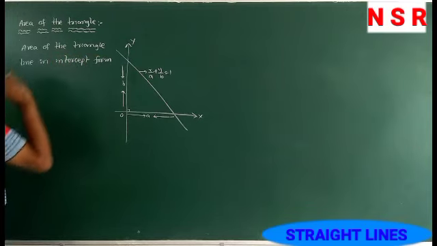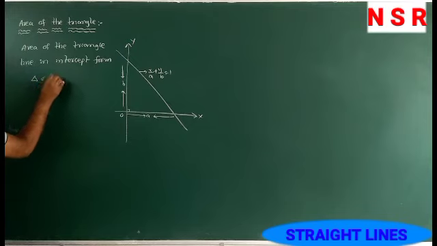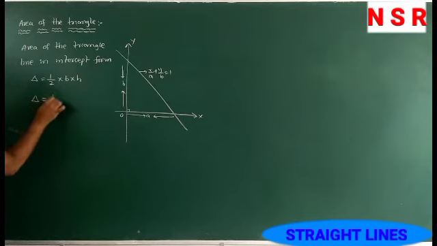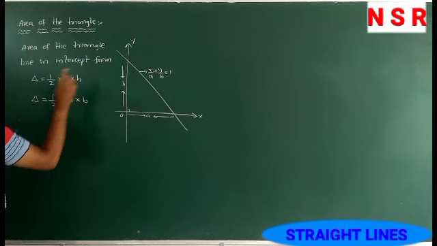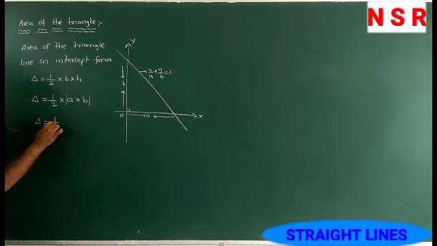If the line is in intercept form, what is the formula for the area of the triangle? We know the formula for the area of a triangle: half into base into height. So delta equals half into, here base is a and height is b. The distances are always positive, so we write them in mod. Now delta equals half mod of A into B.